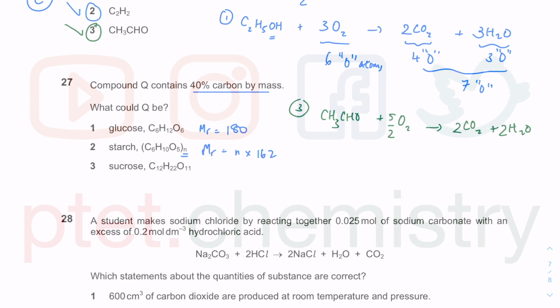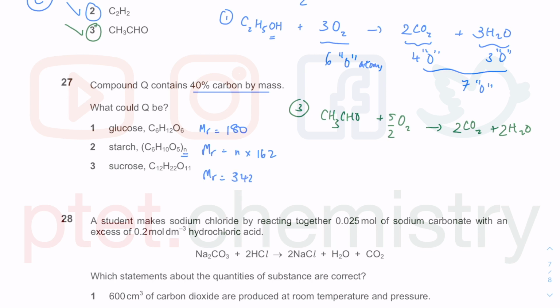Let me just double check that just in case I make a mistake. Nope, it's 162 times N. And last but not least, the MR for sucrose: 12 times 12 for 12 carbon, 22 times 1, and then 11 times 16. Alright, so that's 342.